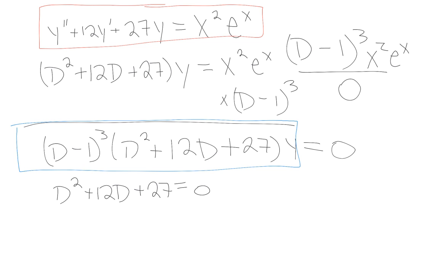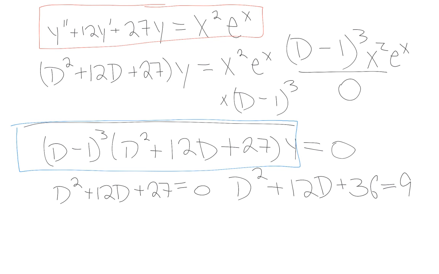So to solve this, I'm going to roll with completing the square. So d squared plus 12d plus 36 is equal to 9. I added 9 to both sides. Whatever you do to one side, you must do to the other.